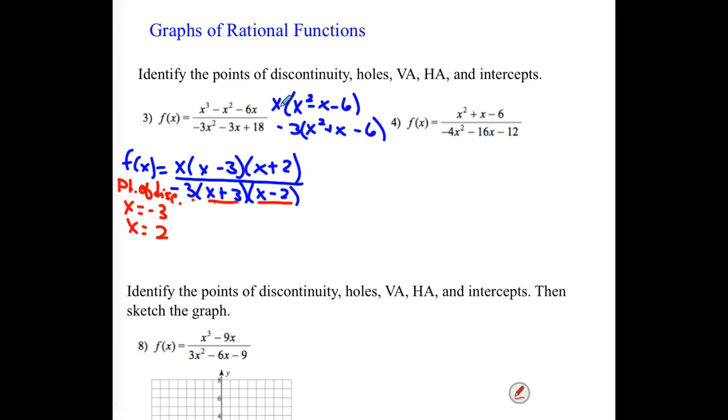Now I have to decide, are they vertical asymptotes or holes? So if I can get rid of it, I can get rid of the hole. Yes? You can fill up a hole. Can we get rid of either of these factors? They don't have matching ones in the numerator. So these are non-removable points of discontinuity, which means they are vertical asymptotes. Okay? We have no holes.